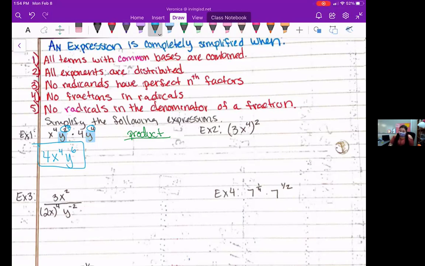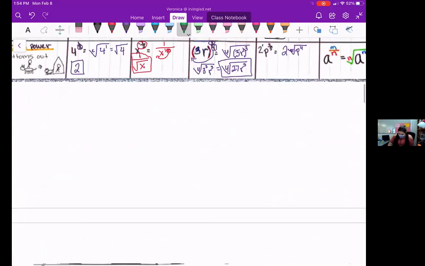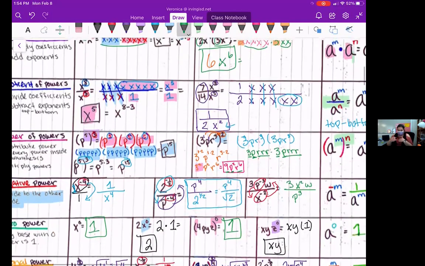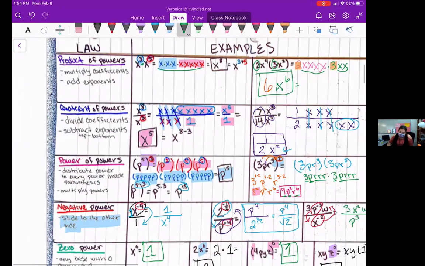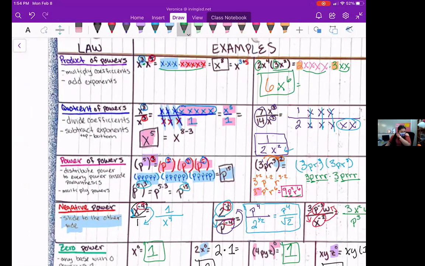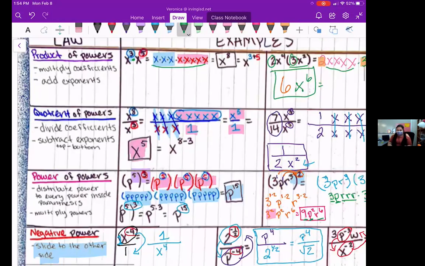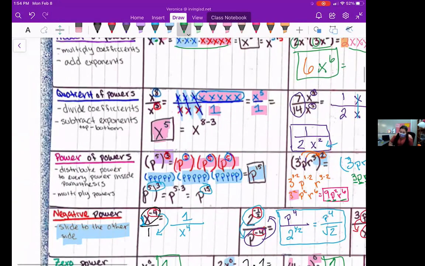Okay, so the law here that's going to apply, because I see parentheses with an exponent outside, then I know I'm going to want to apply power of power law. So I'm just going to write power, right? What is power of power? Ah, what fell? My earring? So what is power of power? That's why I give you this chunk right here, right? I'm basically telling you what to do. Distribute power to every power inside parentheses and multiply the powers, right?